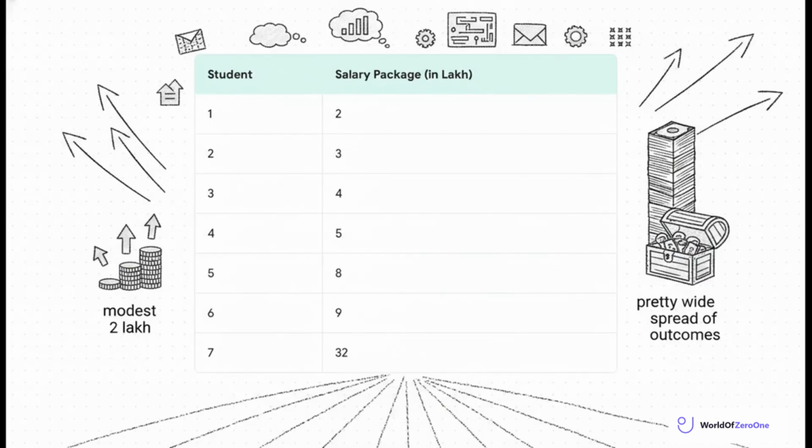And here is that list. It's data from just 7 students. And you can see right away the numbers are kind of all over the place. We have salaries starting at 2 lakh, and then one person got a whopping 32 lakh package. That's a pretty wide spread.